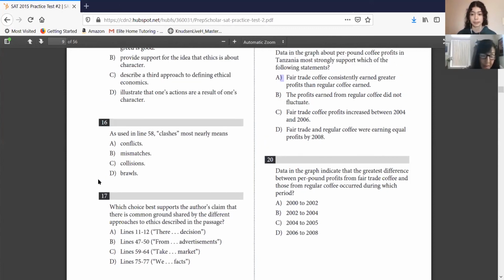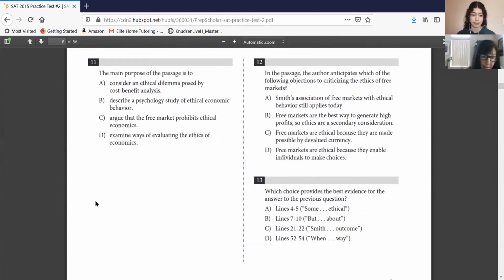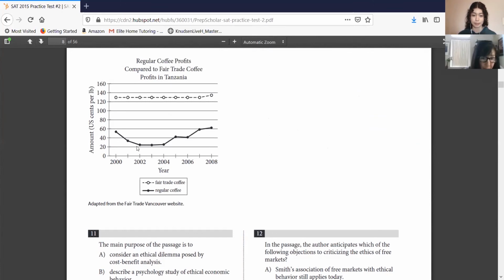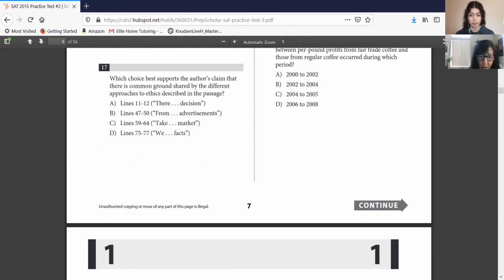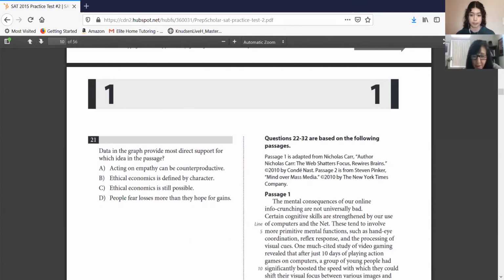Okay, so the greatest difference is where the fair trade coffee stays about the same here, but the regular coffee is lower down here. So therefore this is the greatest difference. So B is the correct answer. Okay, very good. That's our time for the reading.